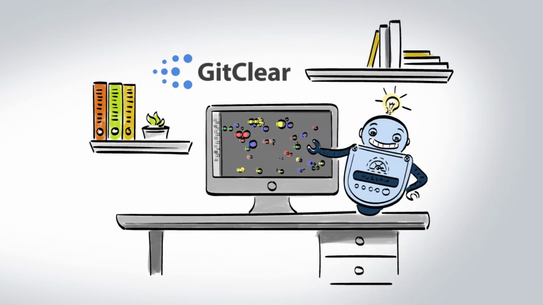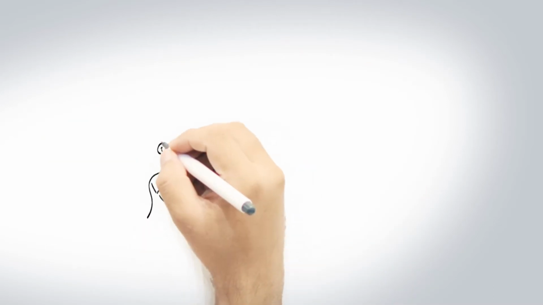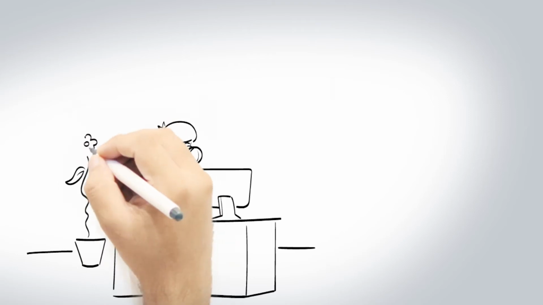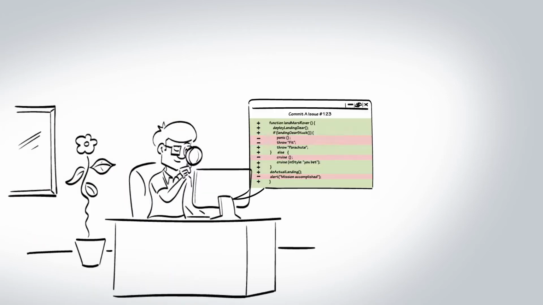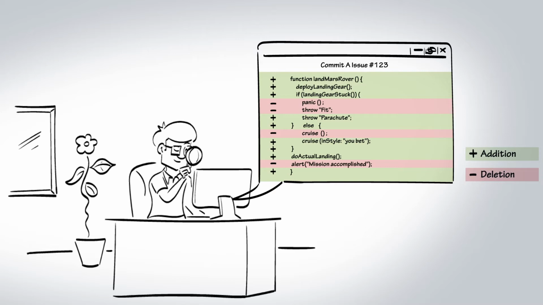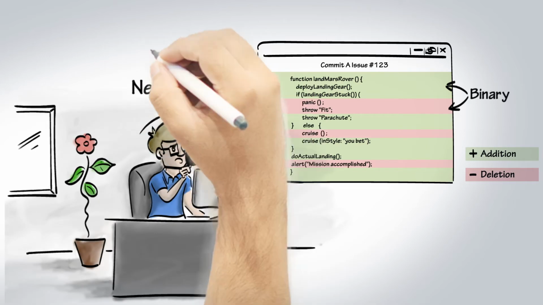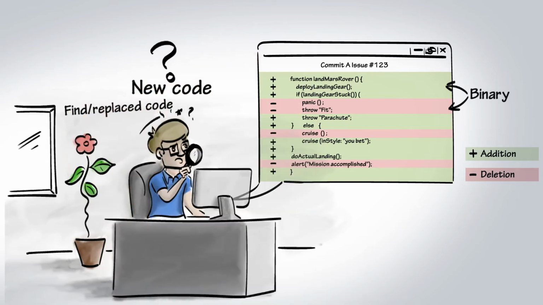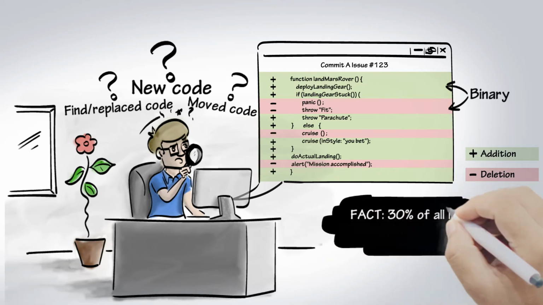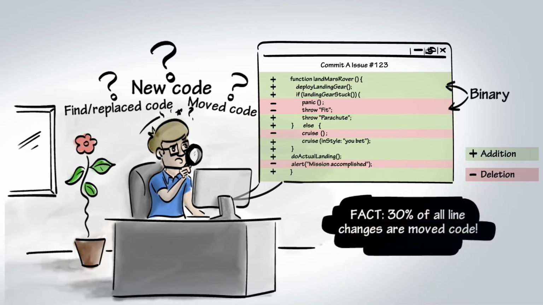most critical work. When you look at a commit diff without Git Clear, every changed line is cast as either an addition or deletion. By treating every change as binary, other Git tools leave it to you to piece together the real story. Is this added code truly new, or just legacy code moved from another file? Since 30% of all changes are simply moved lines, the wasted time spent reviewing code adds up quickly.